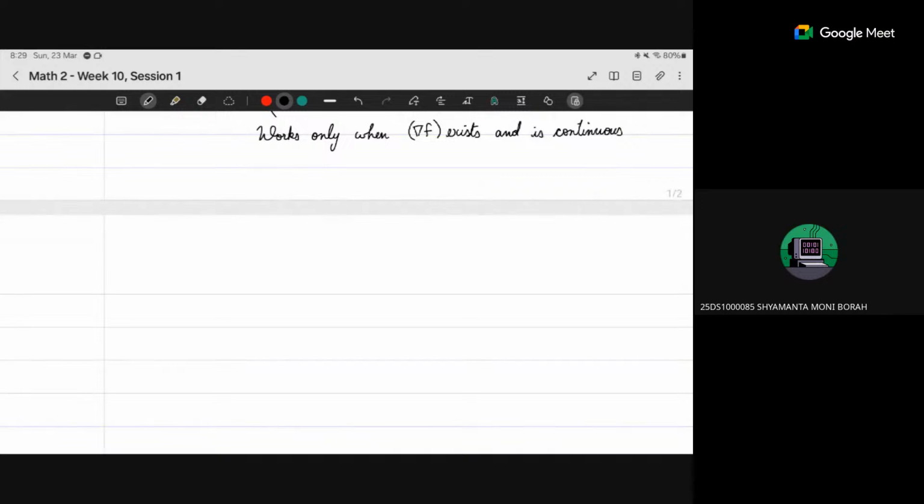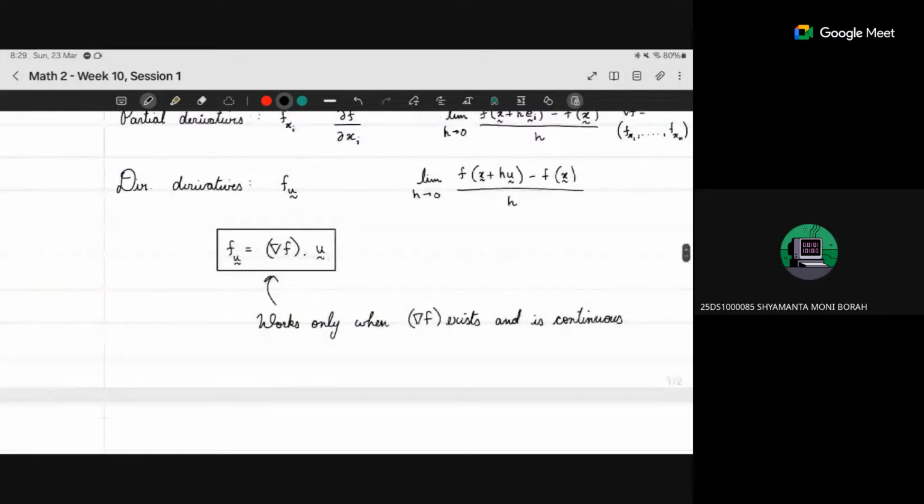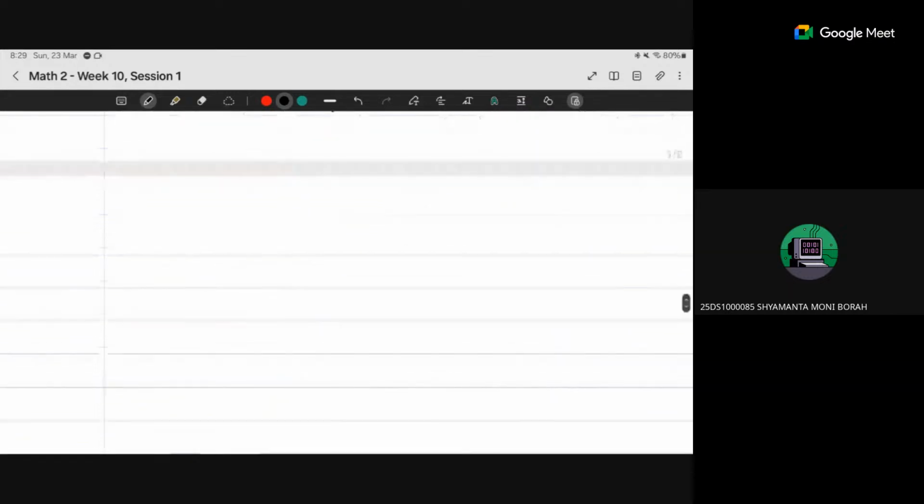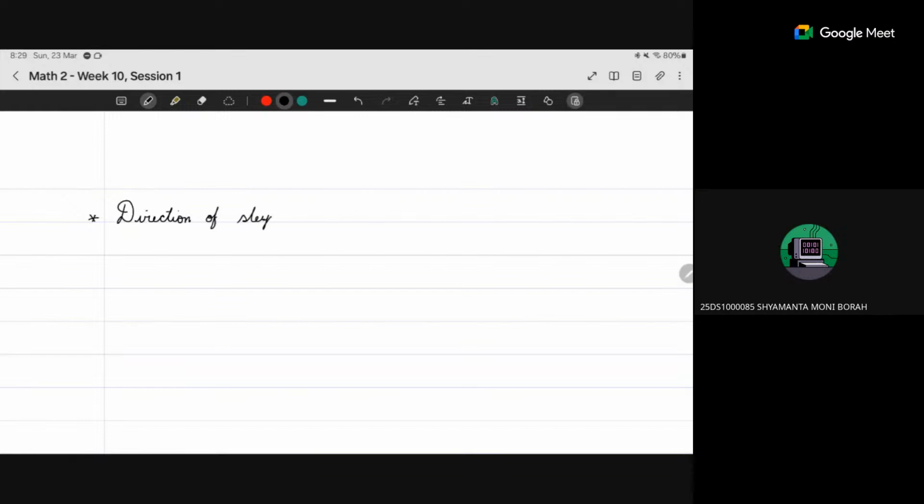So this is one of the applications of the gradient. If you take the dot product with any unit direction vector, what you get will be the directional derivative in that direction. That is application number one. So in the week 10 content, we'll look at two more applications. One is the direction of steepest ascent or descent.